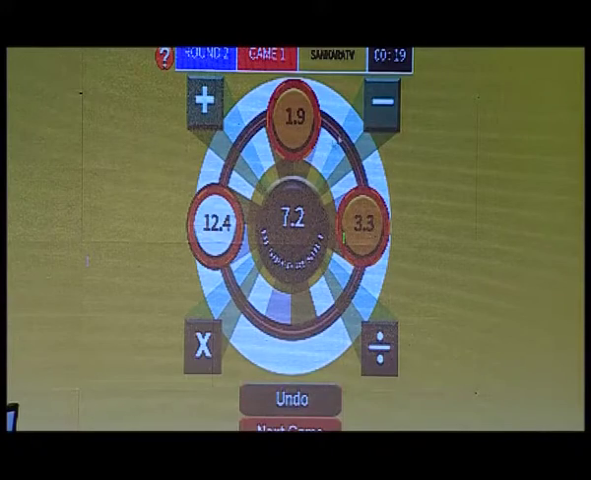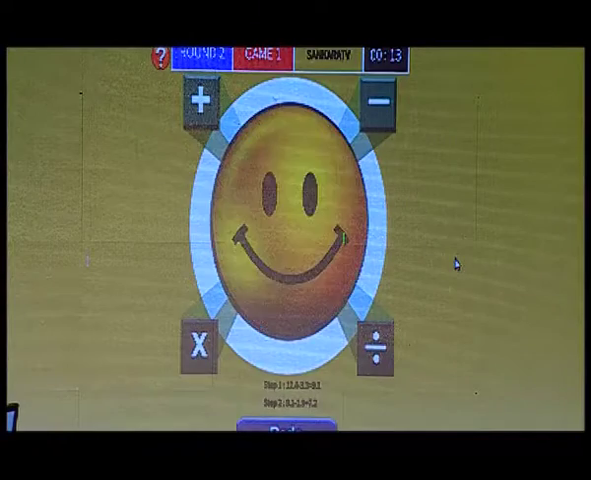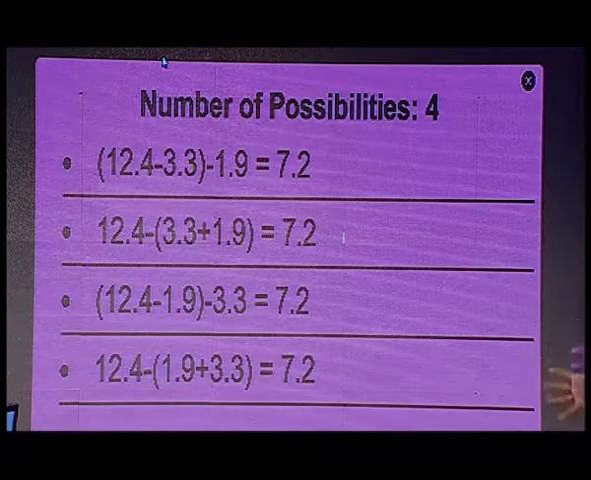Step 1, 12.4 minus 3.3 is 9.1. 9.1 minus 1.9 is 7.2. I'm sure you've tried this at home, and I'm sure you have your own methodology of doing this. Can I quickly have a look at the possibilities? There were 4 different methodologies of solving the same problem. Whatever you've used, best of luck to you, and I hope you've got that right, because getting it right counts a lot. Okay, game number 2.